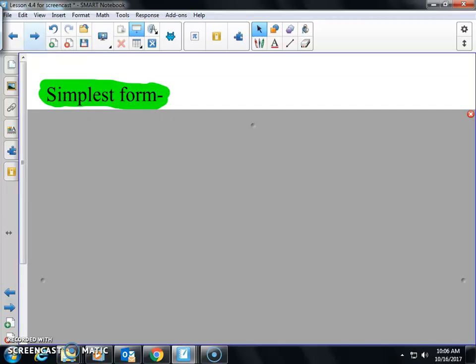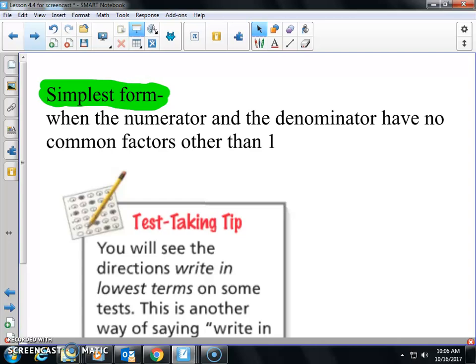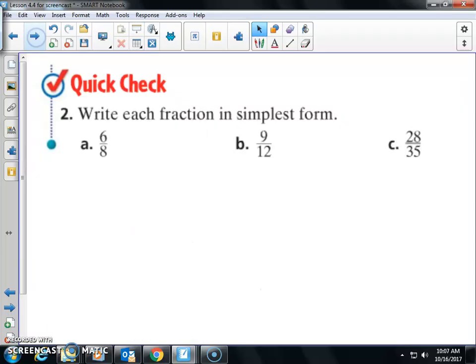Simplest form. Most of you know how to simplify fractions. Simplest form is when you take that fraction and you make the numbers as small as possible. So the numerator and the denominator will have nothing in common, no common factors other than 1. So simplifying is when you're making the numbers as small as possible, and that's by dividing. You're dividing the numerator and the denominator by the same thing to get as small as you can. So your job is to simplify all three of these. Pause the video, give it a shot.